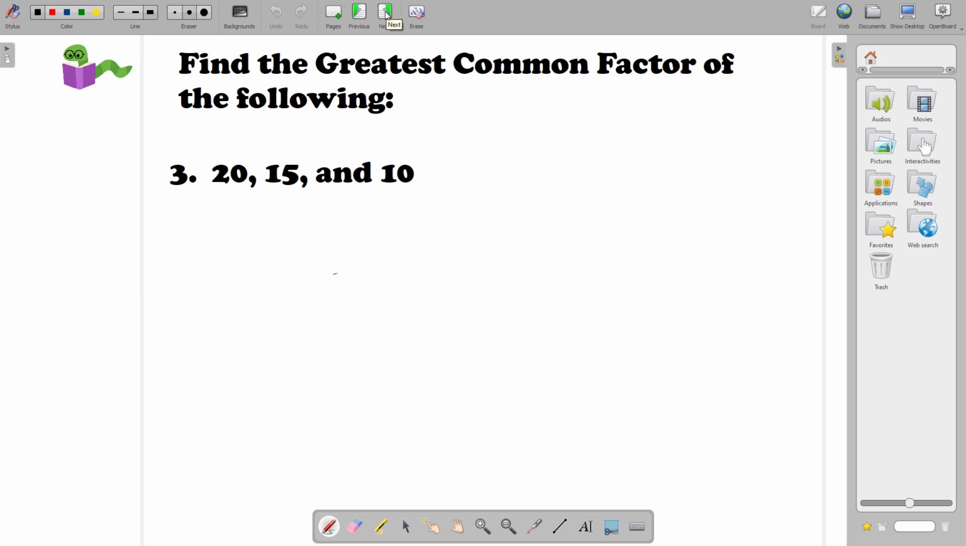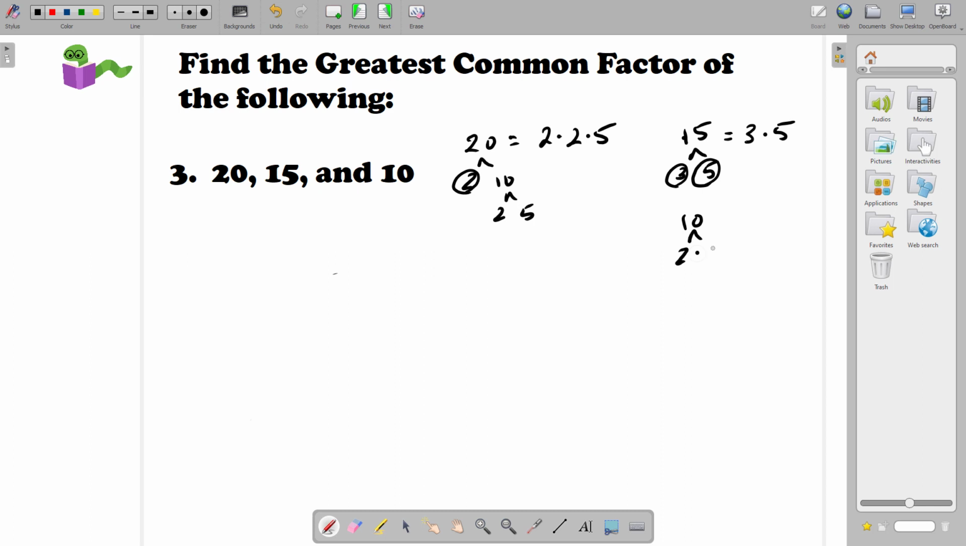Let's take a look at the greatest common factor for 20, 15, and 10. If we take 20, 20 is 2 times 10. 2 is prime. 10 is 2 times 5. So 20 is 2 times 2 times 5. 15 is 3 times 5. Those are both prime. And 10 is 2 times 5. So the factor that is in all three of these is just a 5. So the greatest common factor is 5.